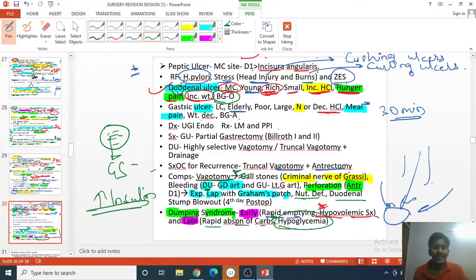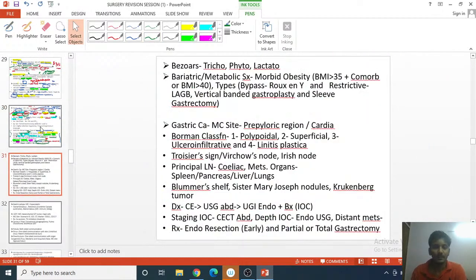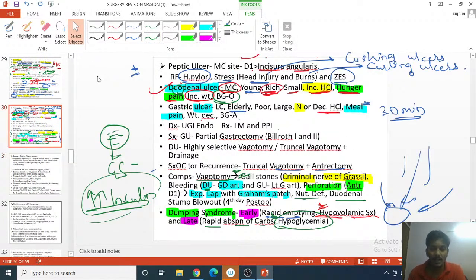Okay, एकदम rapidly carbs absorb हो गए, एकदम बहुत ज़्यादा स्टिमुलस मिल गया इंसुलिन को, so there is excess of insulin which is secreted, and this excess of insulin will lead to hypoglycemia. Please remember. So remember, अर्ली डंपिंग में क्या हो रहा था? हाइपोवोलेमिक सिम्टम्स हो रहे थे, और लेट डंपिंग में क्या होंगे? हाइपोग्लाइसेमिक सिम्टम्स होंगे. Please remember, these two things would get easier.